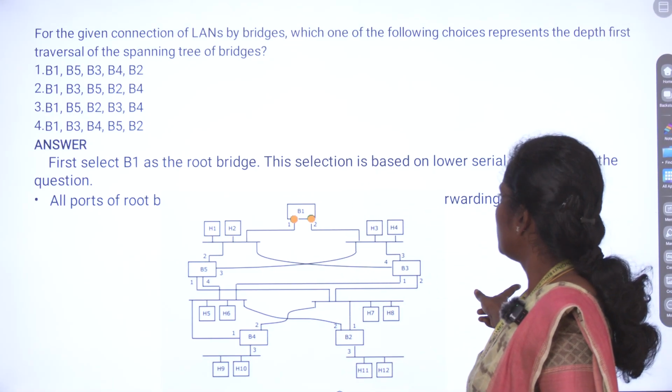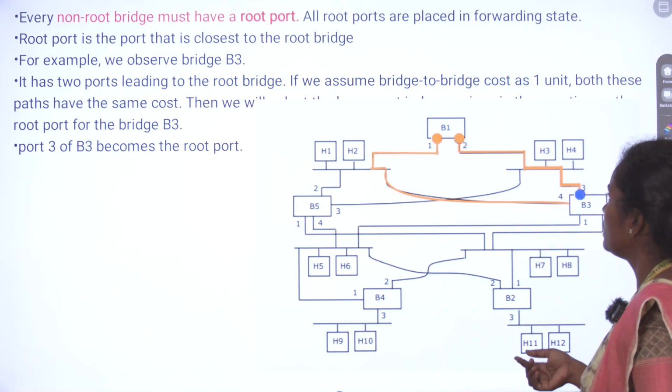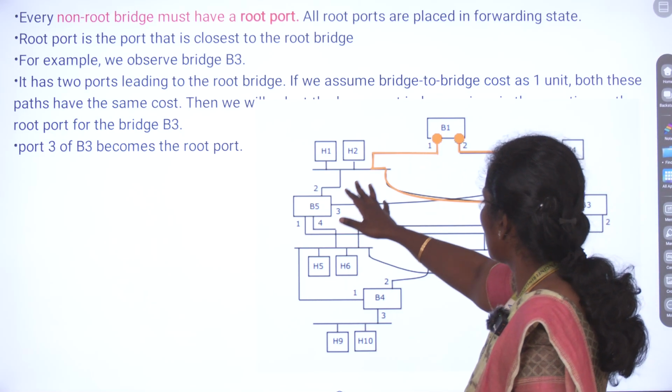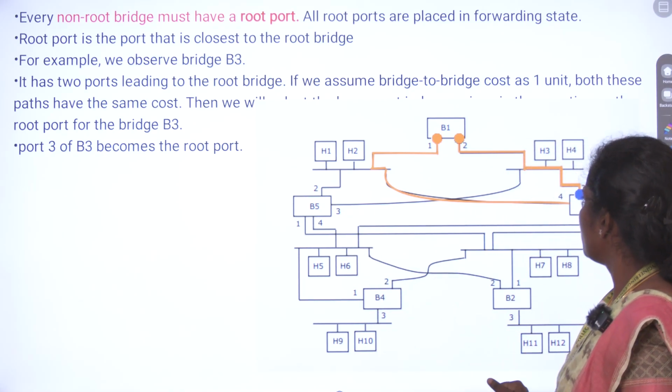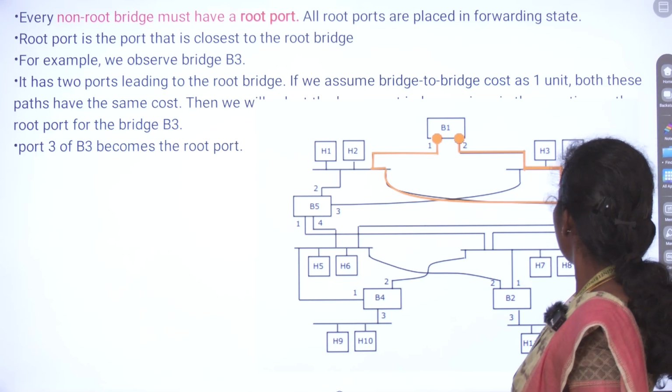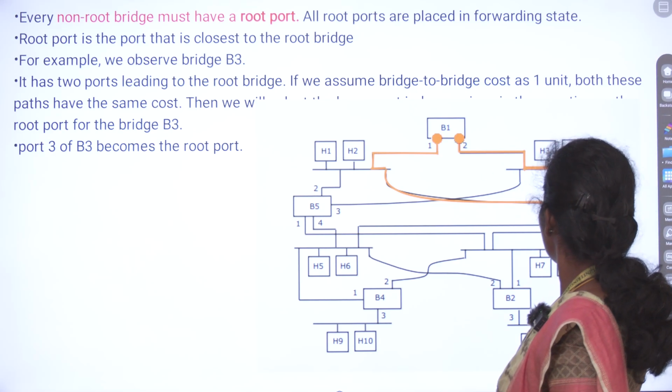With this we can calculate the root port. Apart from the root bridge, we have to calculate the root port for B5, B4, B2, and then B3. First, I am taking the root port for B3. B3 contains 4 ports.